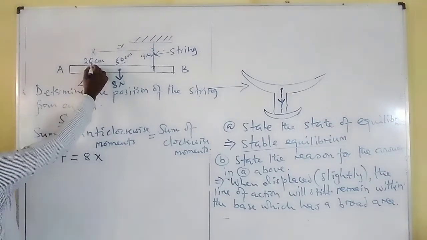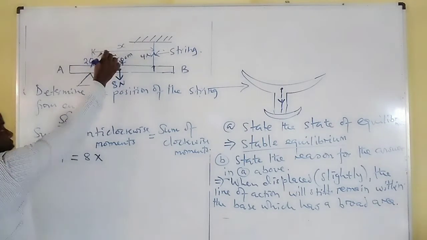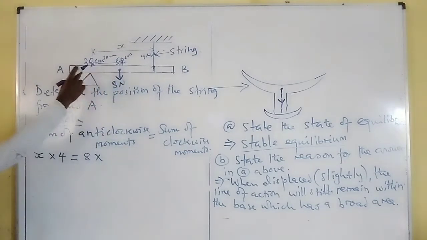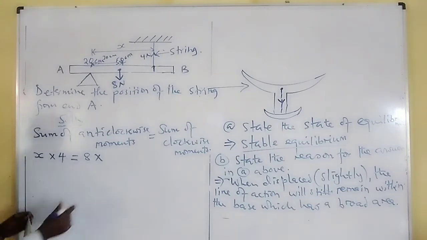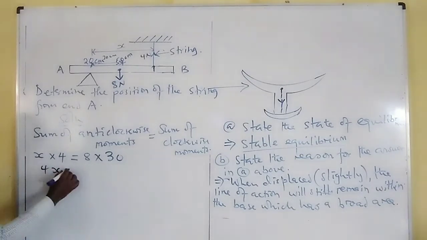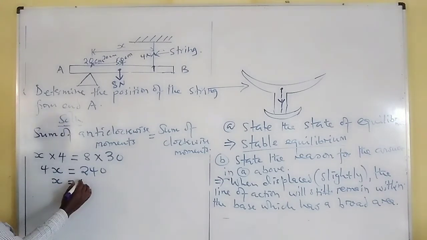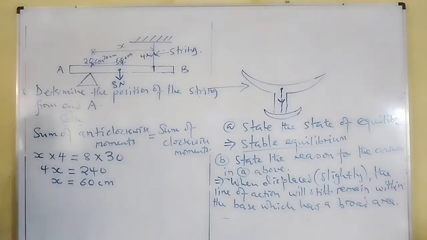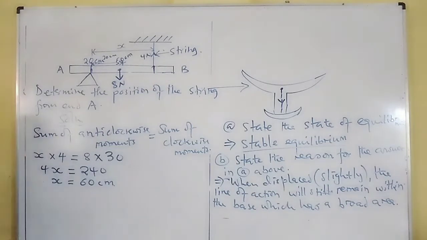This means that from the point of support to where the force is acting downwards is 30 centimeters. So the distance between where the force is acting and where the object is supported is 30 centimeters. Therefore, now we can relate this: 4x equals 240. This will give us x as 240 divided by 4, which is 60 centimeters. Therefore, it means that from 20 to where the string is attached is 60 centimeters.